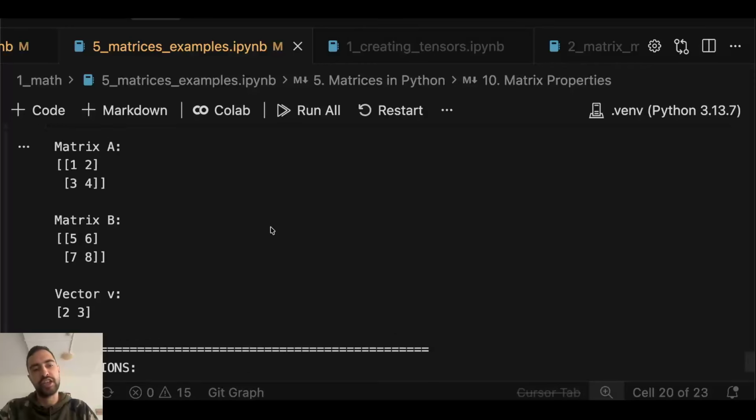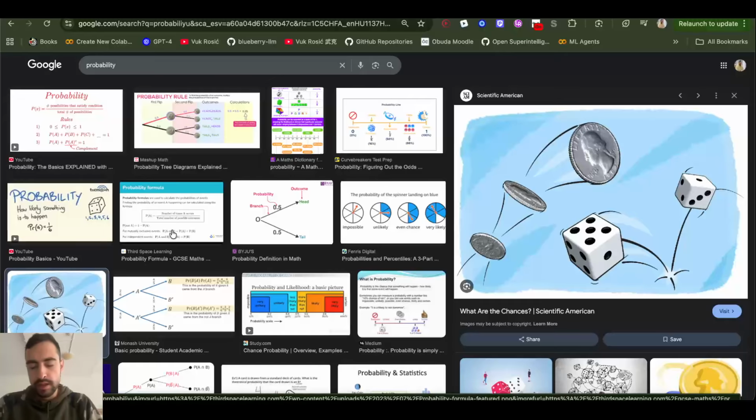So let's check out the last lesson as well. Lastly, let's learn about probability. This is extremely important. It's used in large language models, reinforcement learning, computer vision, natural language processing, everywhere.